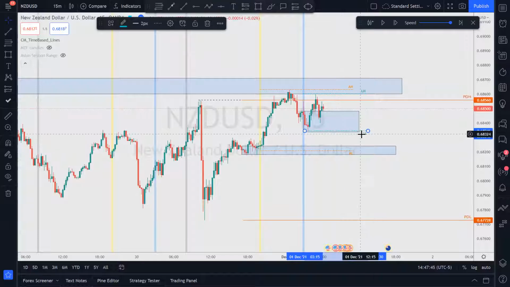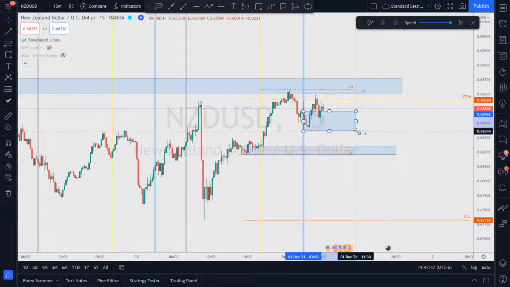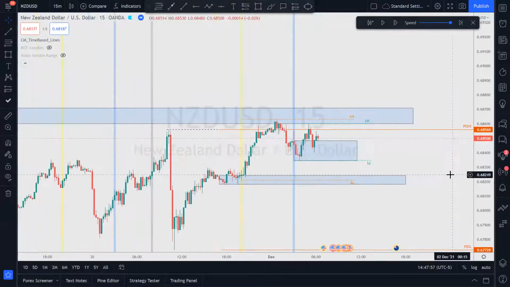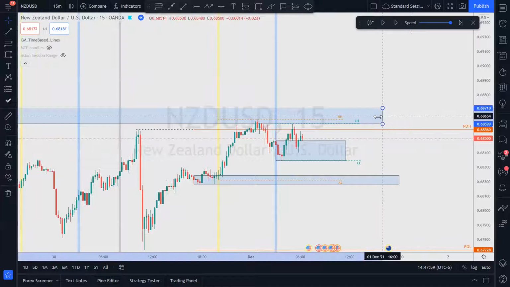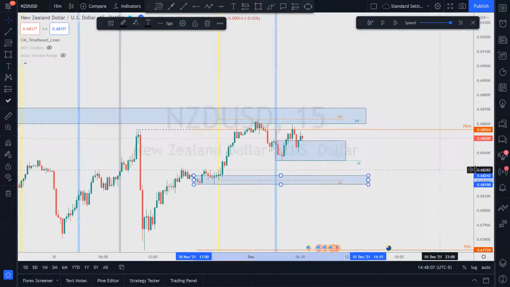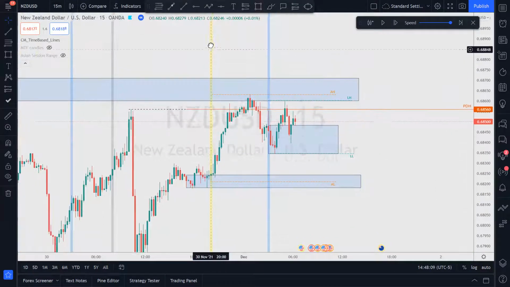All right. And there you go. So now I want to look closely at what happened during Asia and how it's setting up London. Right now, I got these order blocks here. It may not even get down here. It may stay in this area. So I want to start refining stuff.